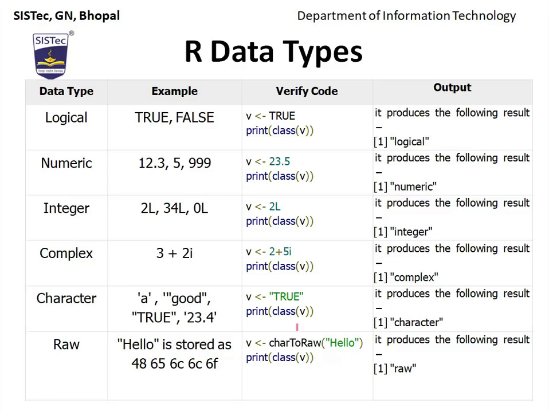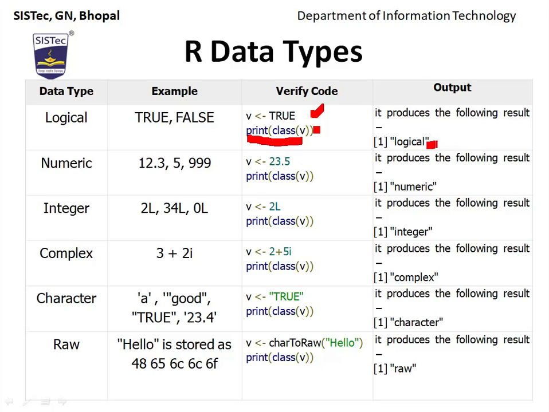I also included in this slide the code used to print their class, that is which class they belong to. So if a variable V holds the value true and I want to know the data type of V, then I can write print(class(V)), meaning what is the class of variable V. In output you can see it is logical. So whichever data type you are using, you can identify it with this code.